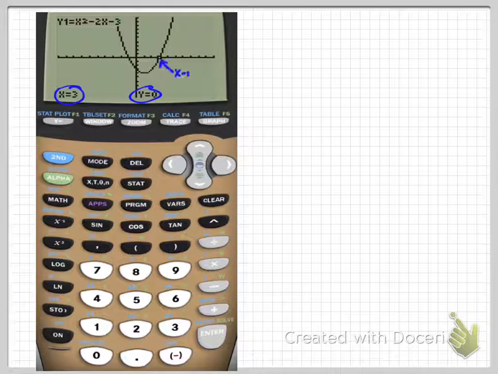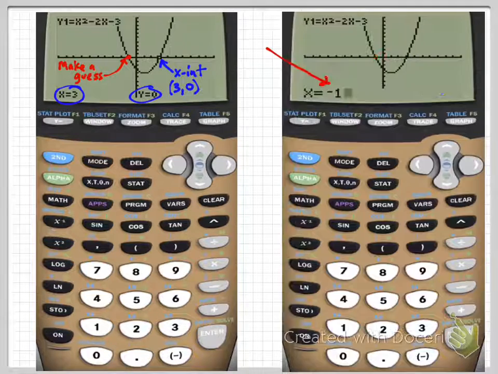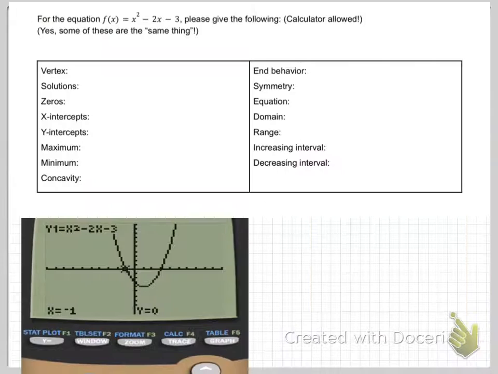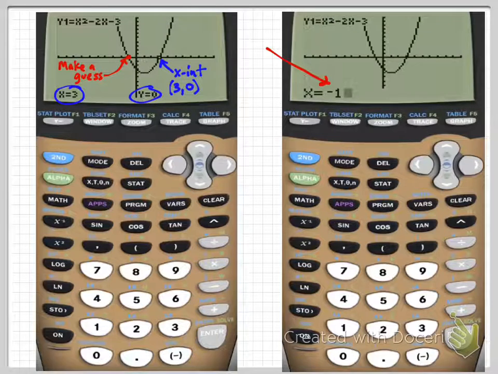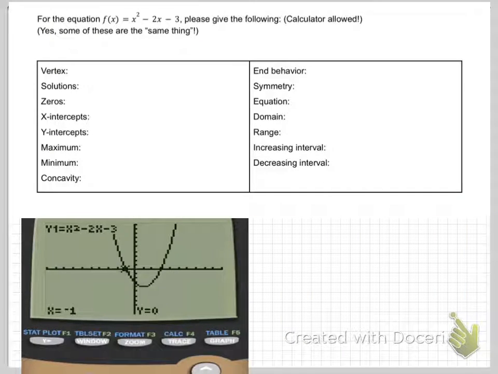Go ahead and make a guess what you think the other x-intercept is. And we'll type that number in just a second. All right, did you guess negative 1? Well, I did, so when you press enter after typing in negative 1, then you get negative 1, 0. So that is the other x-intercept.